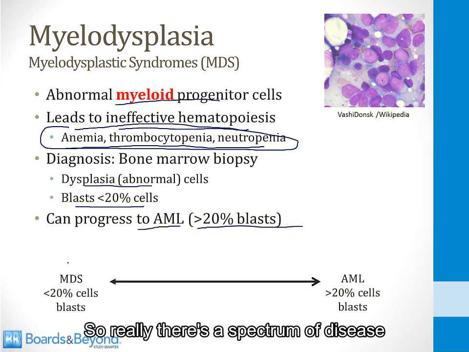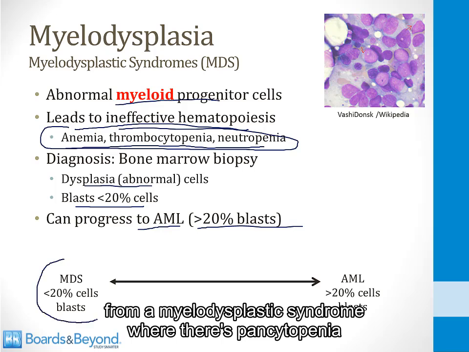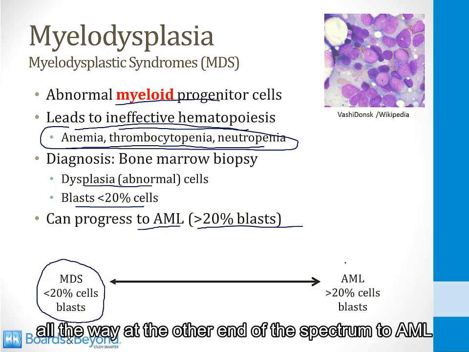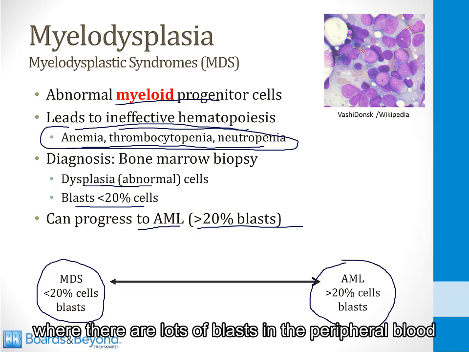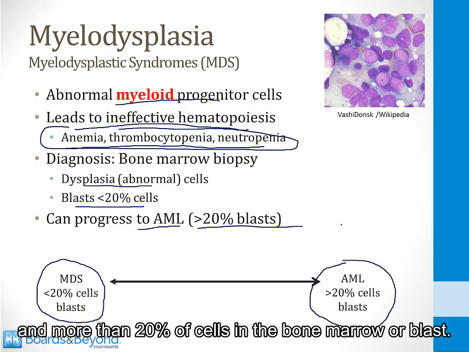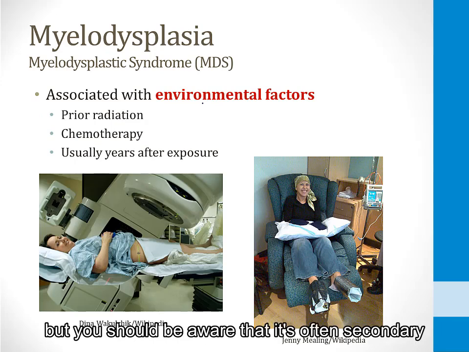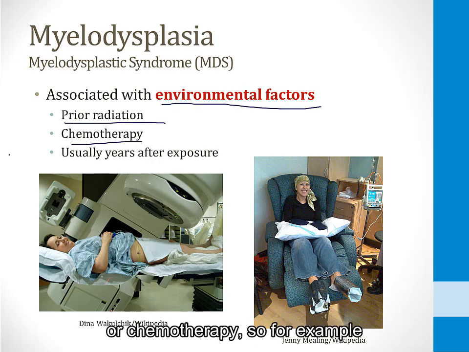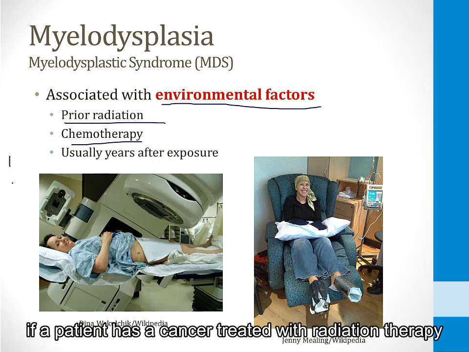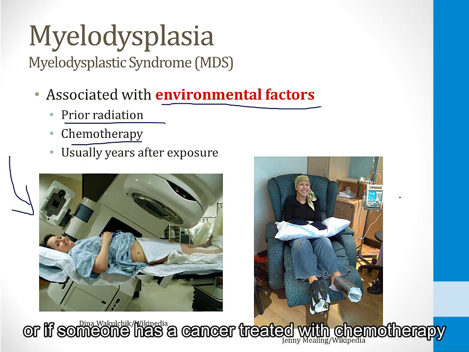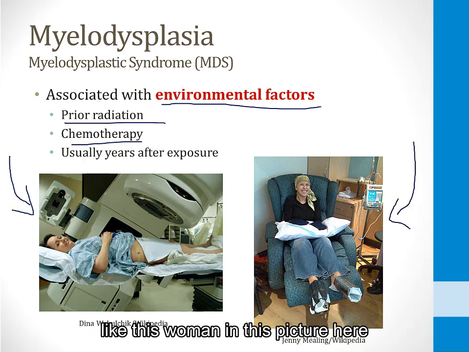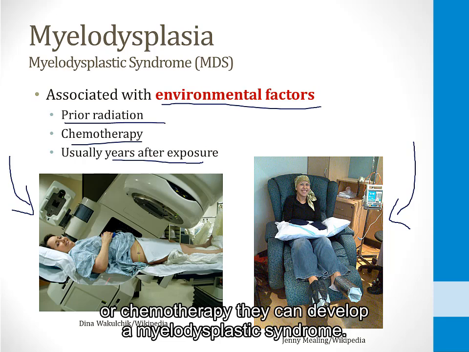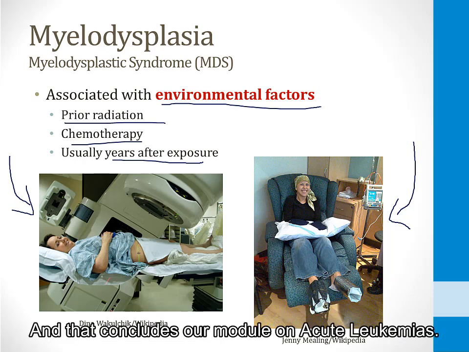So really, there's a spectrum of disease from a myelodysplastic syndrome where there's pancytopenia but less than 20% of blasts in the bone marrow, all the way at the other end of the spectrum to AML where there are lots of blasts in the peripheral blood and more than 20% of cells in the bone marrow are blasts. Myelodysplasia can be a primary disorder, but you should be aware that it's often secondary to environmental factors, especially prior radiation or chemotherapy. So for example, if a patient has a cancer treated with radiation therapy, like this woman in this picture here, or if someone has a cancer treated with chemotherapy, like this woman in this picture here, what can happen is years after exposure to the radiation or chemotherapy, they can develop a myelodysplastic syndrome. And that concludes our module on acute leukemias.